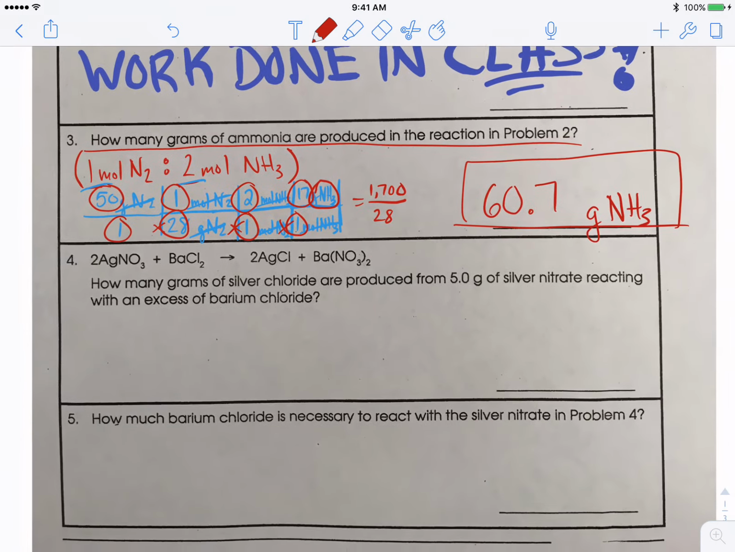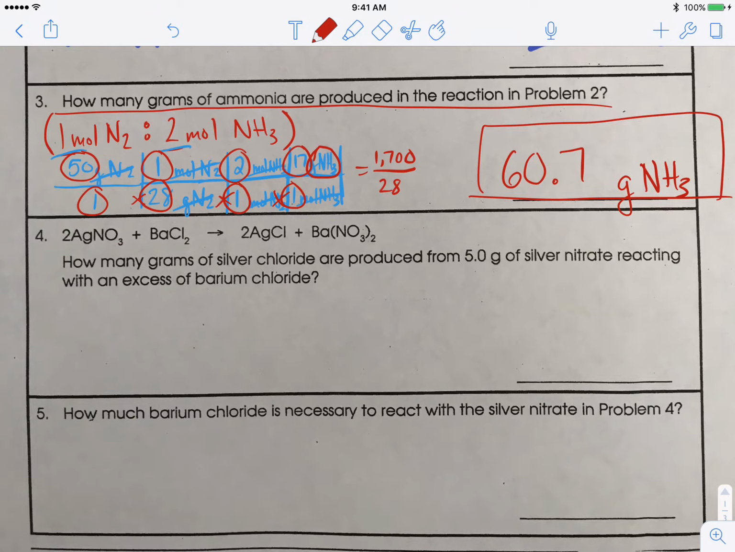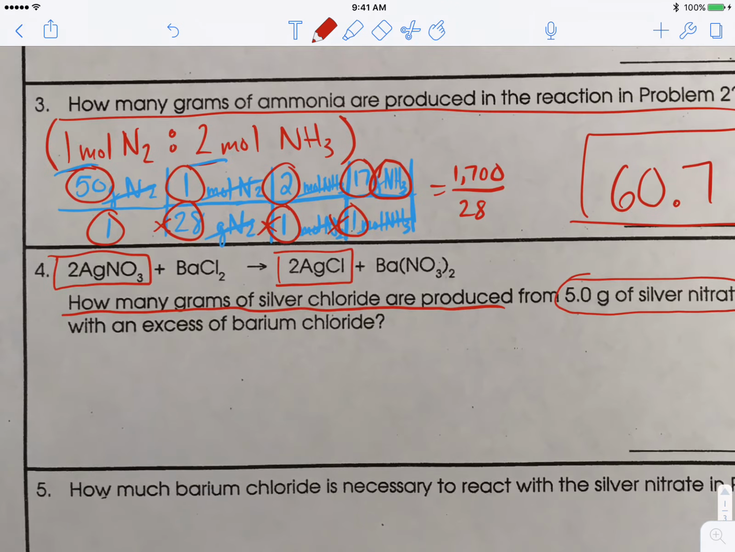Let's go ahead and look at number 4. The question asks how many grams of silver chloride, so that is what we're looking for. And silver chloride, I believe I said sodium, but silver chloride is simply AgCl. And we start with 5 grams of silver nitrate, and that's this right here. So those that we circled, we boxed, are the ones we're going to focus on. So we're going to leave the other 2 compounds alone.